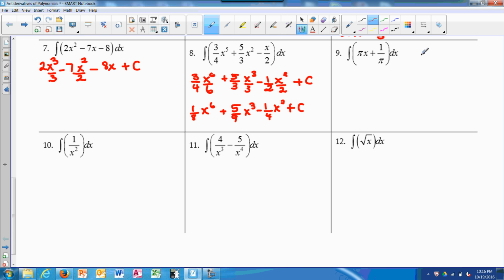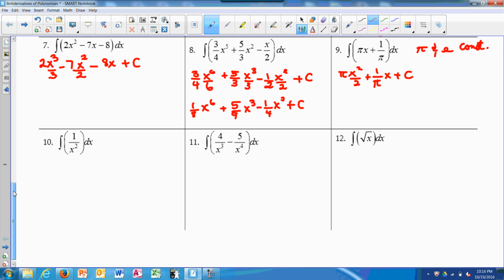Okay, now remember, pi and e, Euler's number e, are just constants. So I hold the constant, and x becomes x squared divided by 2. This is a constant, and a constant goes backwards to be constant times x plus c.